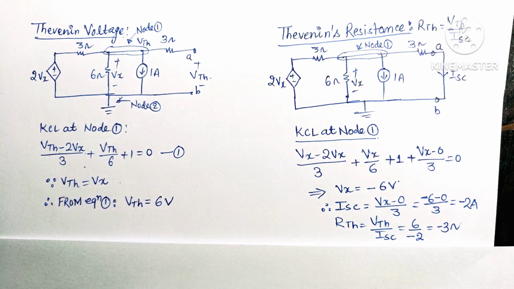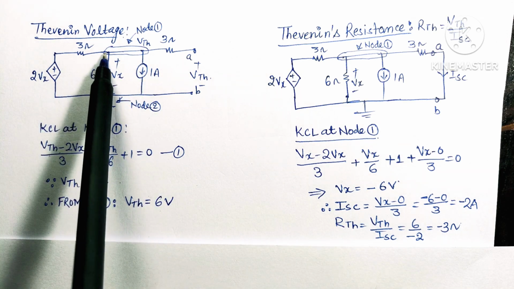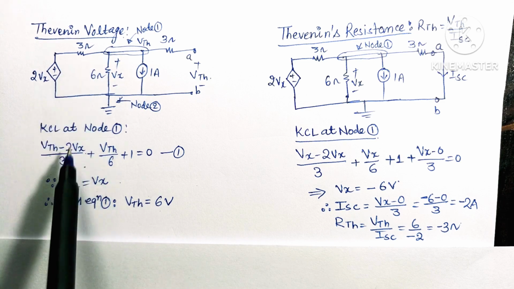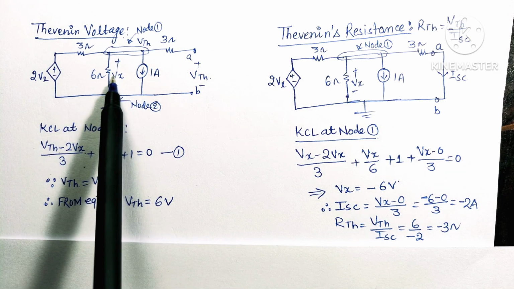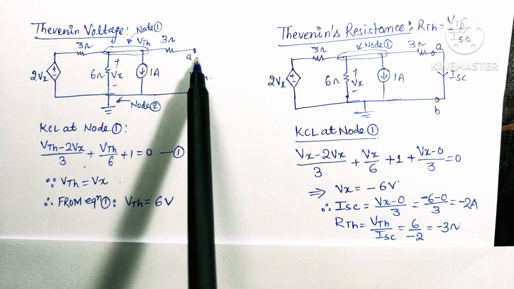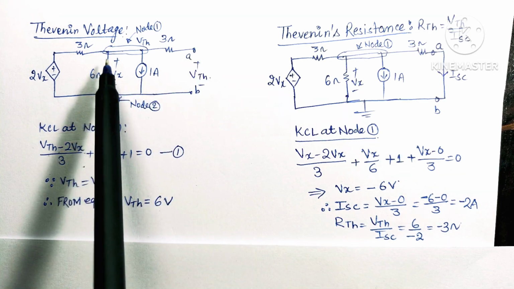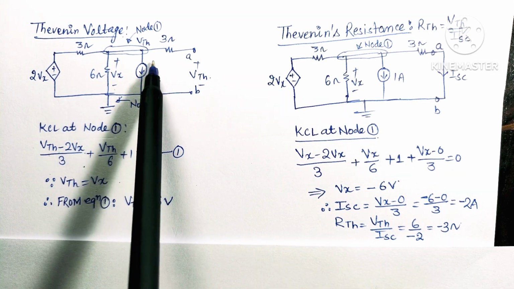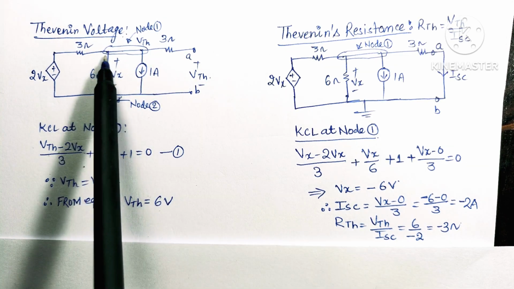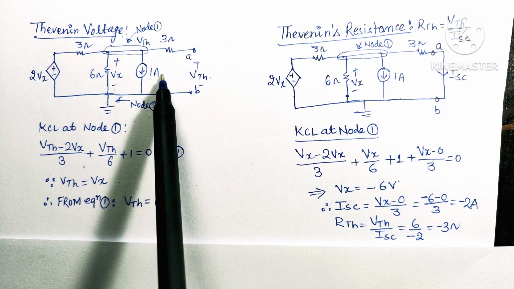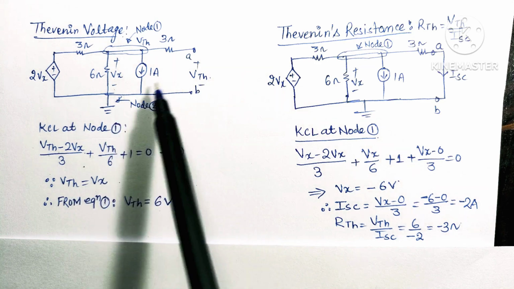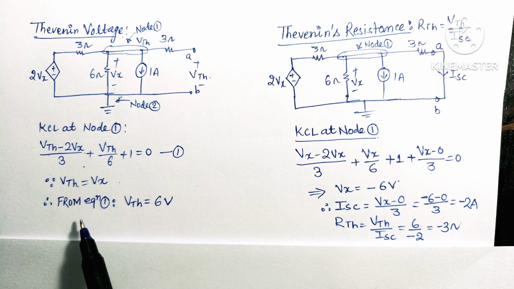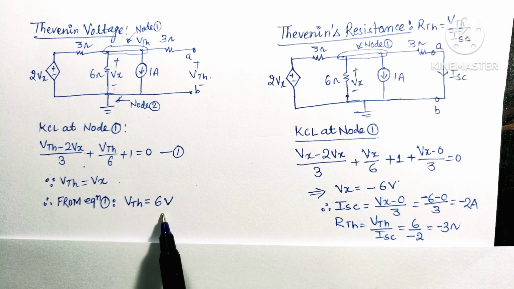If we apply KCL at node 1, then current in this branch will be equal to (VTH minus 2Vx) upon 3. Current in this branch will be equal to Vx by 6. From the circuit we can see that this Vx voltage is equal to VTH, as this whole voltage can be assumed across the 6 ohm resistance, as it is in parallel to this 1 ampere current source. Current in this branch will be equal to VTH by 6, and this current is flowing outwards from node 1, so it will be plus 1 equal to 0. This is equation number 1. As we have seen from the circuit, VTH is equal to Vx. So if we put Vx equal to VTH, then we find VTH is equal to 6 volt. We have calculated Thevenin's voltage is equal to 6 volt.